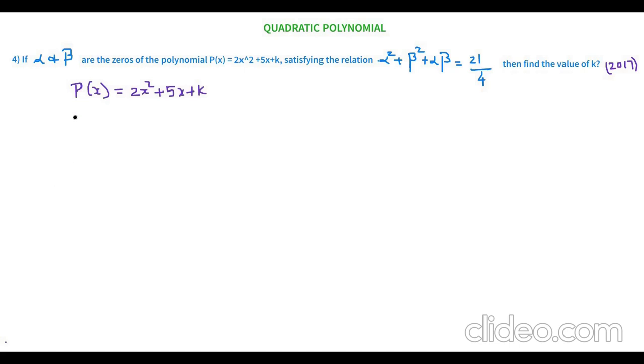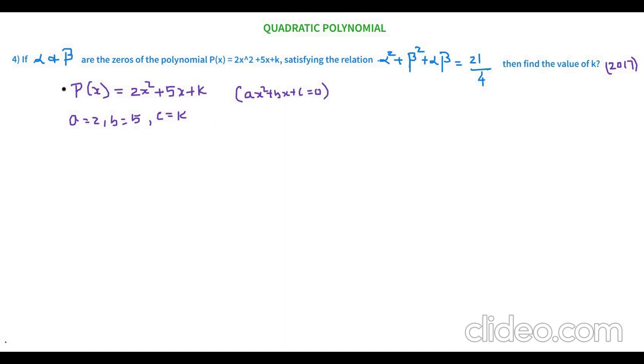So here, as you could see, a equals 2, b equals 5 and c equals k. I think you remember the quadratic equation which we have learned, it is in the form of ax square plus bx plus c equals 0. So that's the reason I have taken the value of a as 2, b as 5 and c as k.